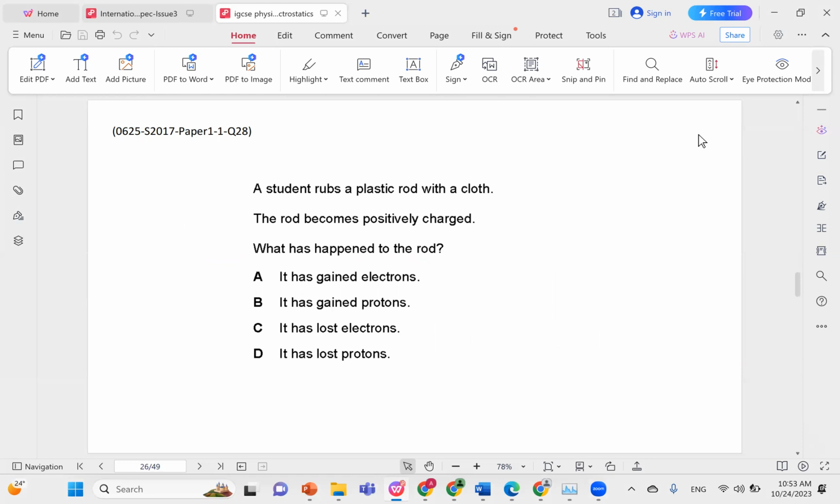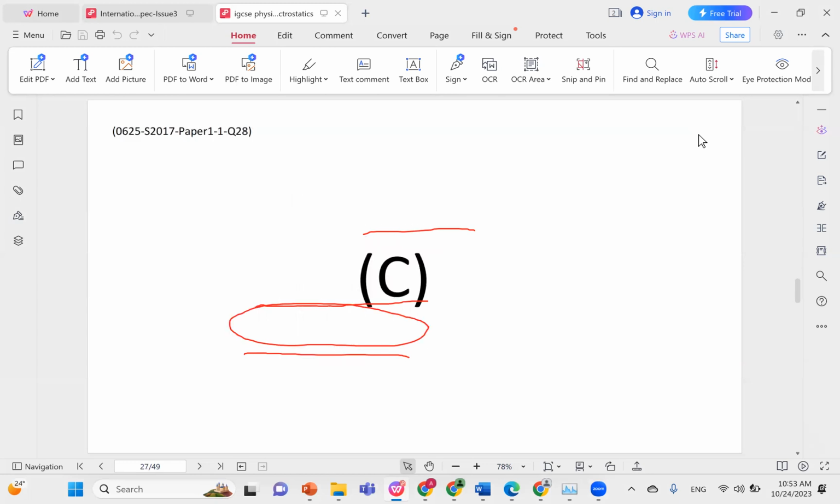A student rubs a plastic rod with a cloth. The rod becomes positively charged. What has happened to the rod? Like we just said, positive charges are heavy and they do not move, so you never gain or lose protons. You either gain or lose electrons. And since it has become positively charged, we can deduce that it has lost electrons. Hence, the correct choice here is choice C.